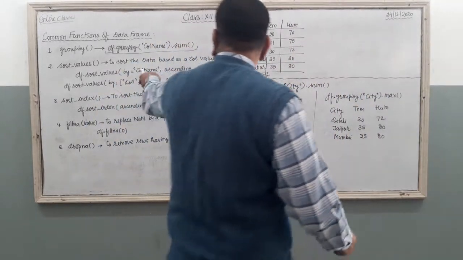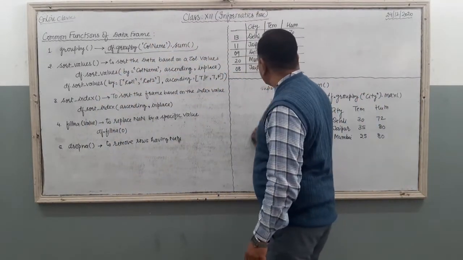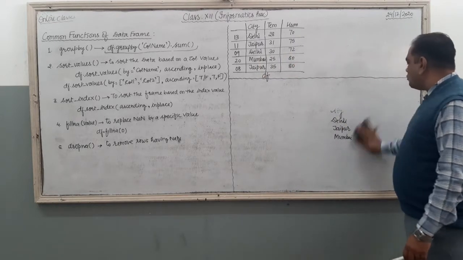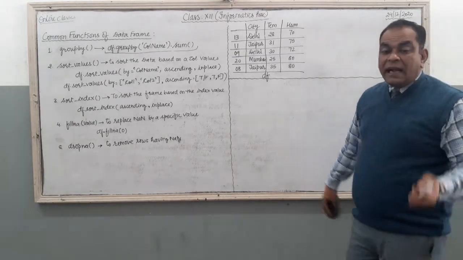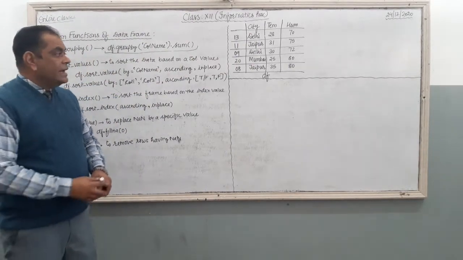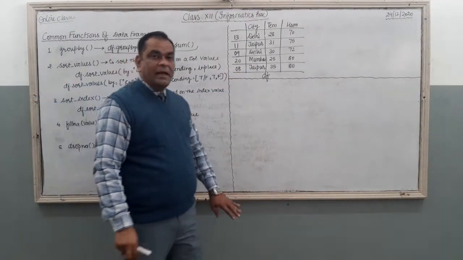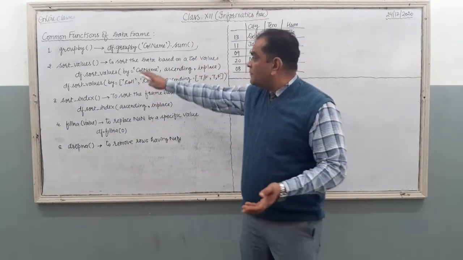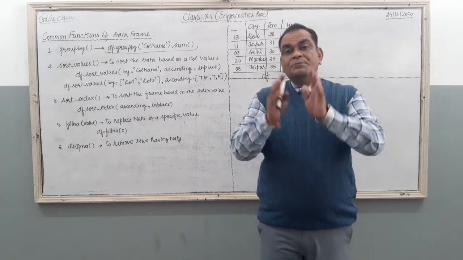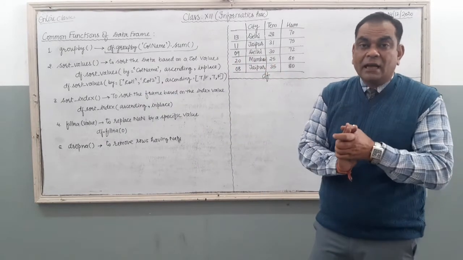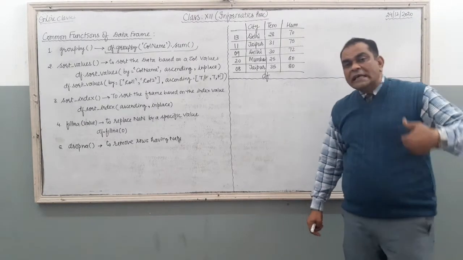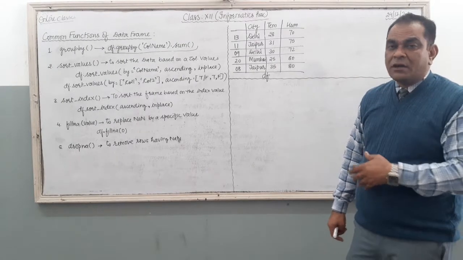Now we are here in the second function, that is sort values. Right? What is the meaning of sorting? Sorting means to arrange the table either in the ascending order or in the descending order. Here, if you want to arrange the data frame in ascending order, this sort values function requires a specific column name. Sorting is done based on the column name only. Yes, you can use more than one column also while conducting the sorting operation on the data frame.